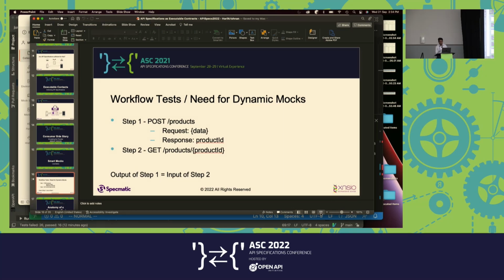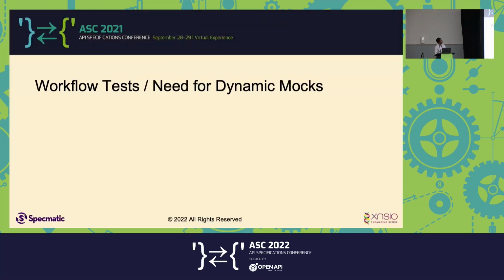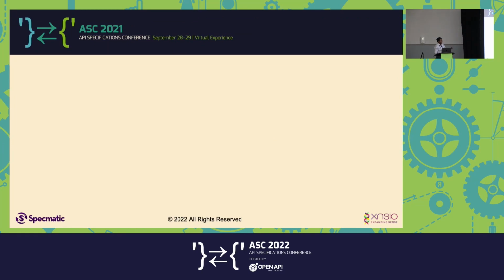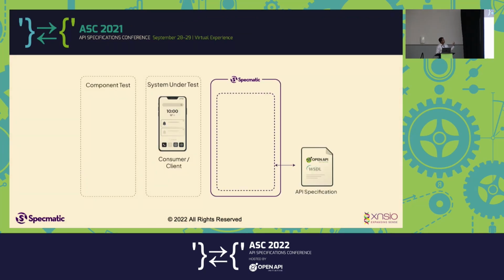So how does this all come together, right, in the context of a test? So let's look at the anatomy of a component test. In general, what is a component test, right? A good component test always isolates the component from its dependencies, so you are able to verify the component in itself, yeah? So how does this look? Any test has three parts: the test itself, the system under test, and then the dependency. In this case, you're isolating the dependency with Specmatic. It's basically mocking it out.